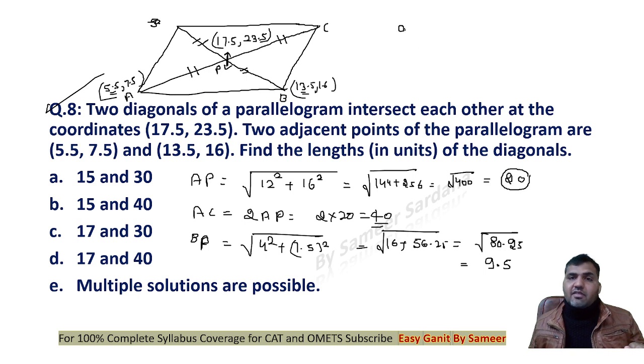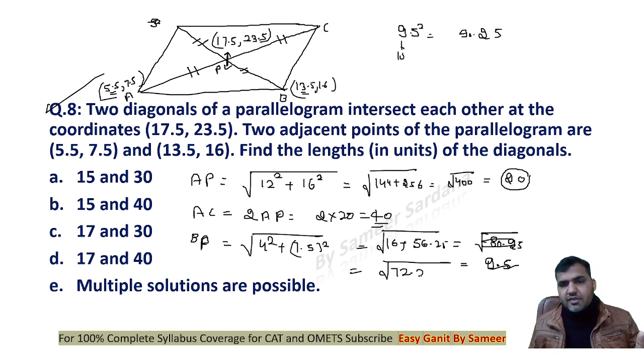Sorry, that is not 80.25. This is 72.25, right? Because we know that if a value ends with 5, the square of it ends with 25. Now 72 is 8 into 9, so if I have to find the square of 8.5, the last two digits will be 25. 8 into 9 is 72, 72.25. Now this is the square root of 8.5.